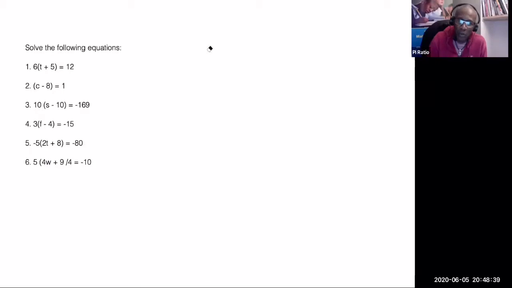Right, so question number one. 6 brackets t plus 5 brackets equals 12. Okay, so on the second line, remember you've got to open up the bracket. So what I'm going to do here is open up the bracket and this 6 is going to go across. Let's keep the bracket there for a moment because I want you to see what is going on here.